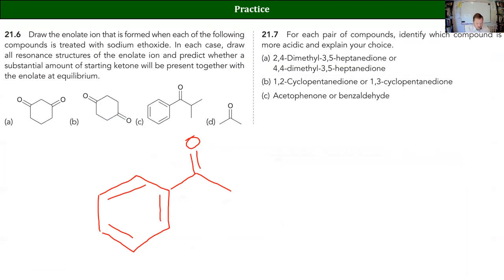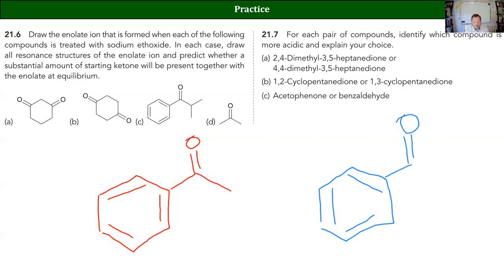Yeah. So acetophenone or benzaldehyde. This one's a little bit interesting, right? Because we do have a hydrogen that could be removed from the benzaldehyde, even if it's not on an alpha carbon. But typically we don't think of aldehydes as being super acidic, right? And you're not gonna have too much in the way of resonance stabilization.